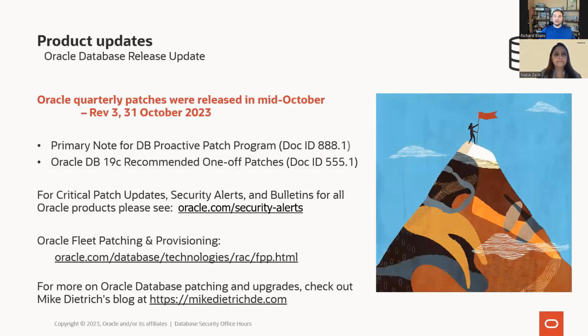Every quarter, we've got a patch. We just released the Oracle quarterly patches for October. If you go out and look at security-alerts, you'll see that revision 3 is out there as of the 31st of October. So grab that latest revision of the quarterly patch for your database, for your Oracle products. Oracle.com/security-alerts is the place to go look for security alerts, bulletins, critical patch update information, all that. There's a couple of My Oracle Support notes out there too that are good for proactive patching, 19c patching. If you're using Real Application Clusters, you can do fleet patching and provisioning.